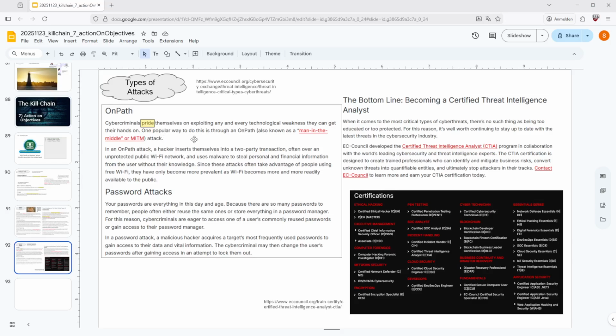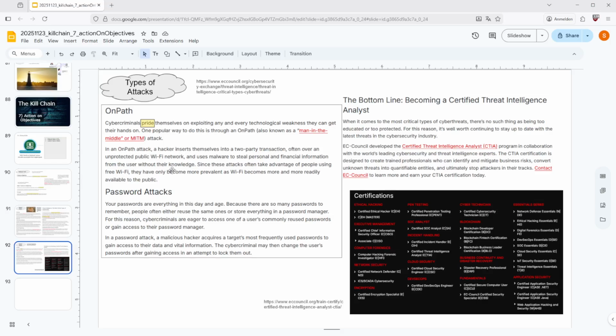Okay. But one popular way to do this is through an on path, also known as man in the middle. Yes, so I will not remember on path. Now that I know that it is man in the middle, I remember that old school term here. So a man in the middle attack, a hacker inserts themselves into a two-way transaction, often an unprotected public Wi-Fi network, and uses malware to steal personal financial information from the user without the knowledge. Yeah, without the knowledge, that's the thing.